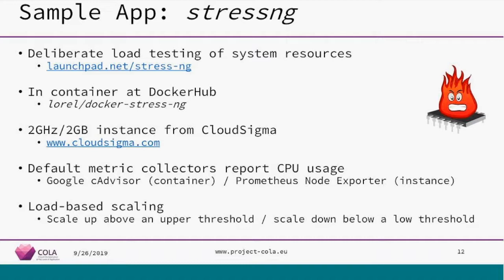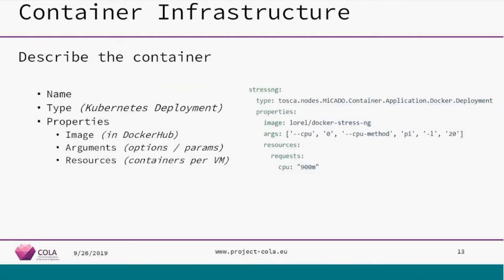We're going to enable the default metric collectors here to report and pull CPU usage so that we can monitor the CPU usage. And with that CPU usage, we're going to do some load-based scaling. So once the CPU passes above an upper threshold, we can scale up. And when it drops below a lower threshold, we can scale down. Very, very simple. So let's get on with it.